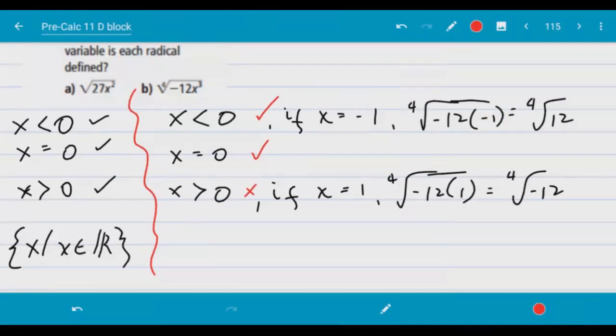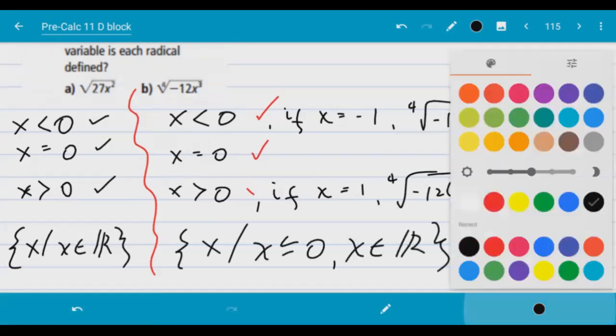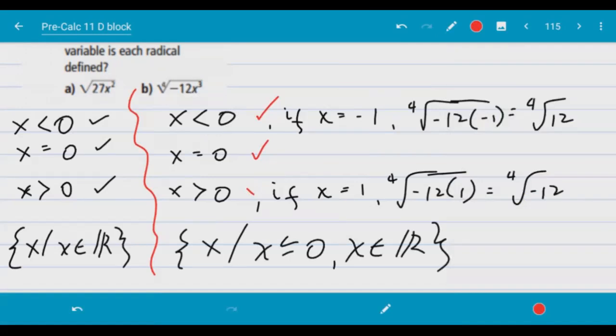Therefore, it is only going to be valid for values of x such that x is either less than 0 or equal to 0. So for this one, the answer would be the set of all x's such that x is less than or equal to 0, x is a real number. Now, some of you might say, oh, that's a new way of writing it. Can we write it a different way? Some kids would just write this.